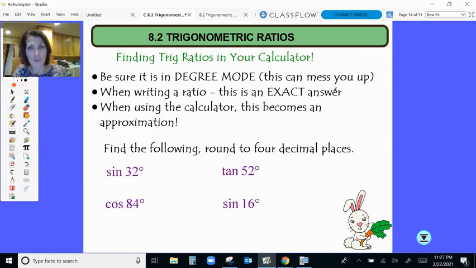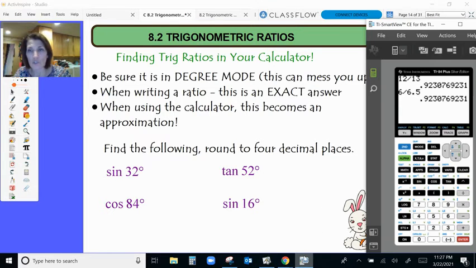Right now, I want to show you how to use your calculator to find the trig ratios. We used to use just a big table and calculate every single possible angle measure. We're not going to do that anymore. So when you're using your calculator, the first thing you want to do is make sure it is in degree mode. Every calculator is different. I come into my mode right here, and I have to make sure I go down and get it into degree mode. If it's not in degree mode, it's going to really mess you up.